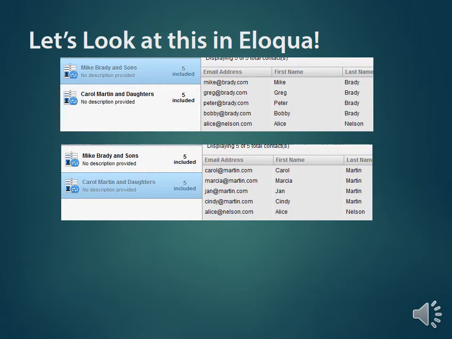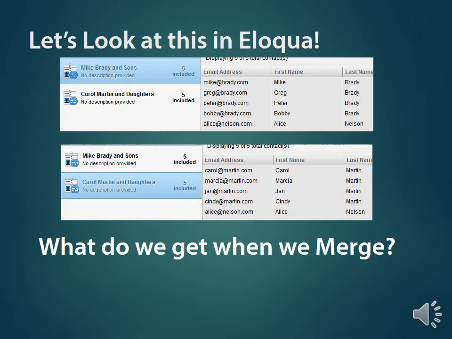This group somehow became a family. What do we get when we merge? Well, what happens if I were to put the two of these together? I wanted to make the Brady Bunch, all right?